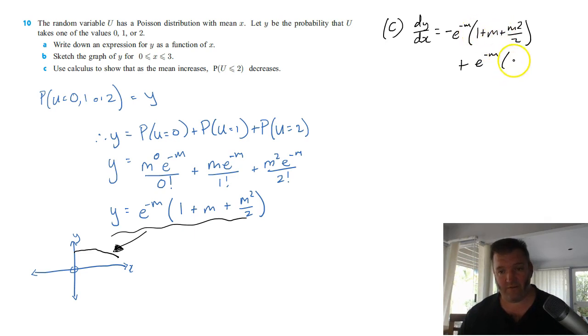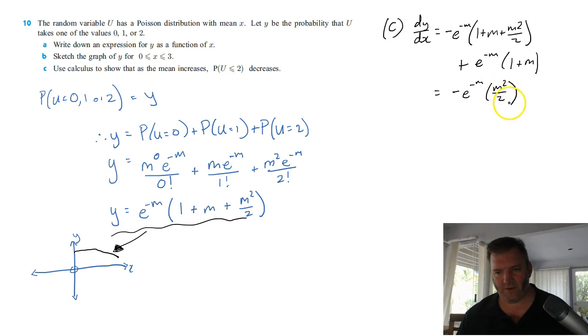The derivative of 1 is 0. The derivative of m is 1. And the derivative of m squared over 2: multiply by 2 and the 2s cancel, so I'm just left with 1 plus m. You can see when I simplify this, I've got negative e to the negative m and positive e to the negative m; they cancel. Negative e to the negative m times m and positive e to the negative m times m, they cancel. I'm just left with negative e to the negative m multiplied by m squared over 2.